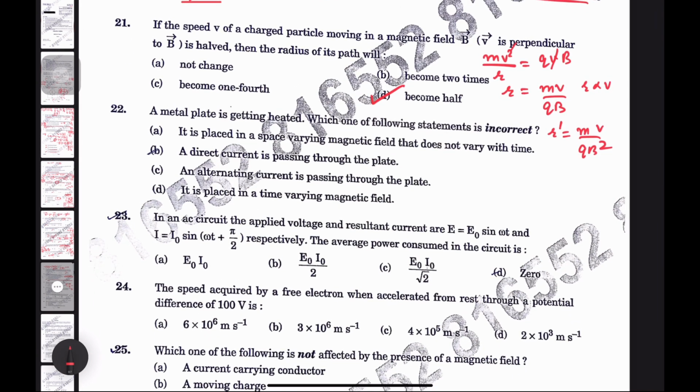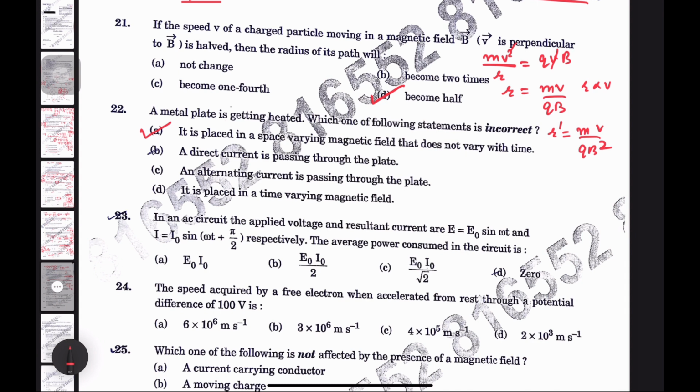Then a metallic plate is getting heated. We are having a metallic plate and it is getting heated. Which of the following statements is incorrect? It is placed in a space varying magnetic field that does not vary with time. So the metal plate which is getting heated, it is placed in a space varying magnetic field that does not vary with time, is the incorrect statement.